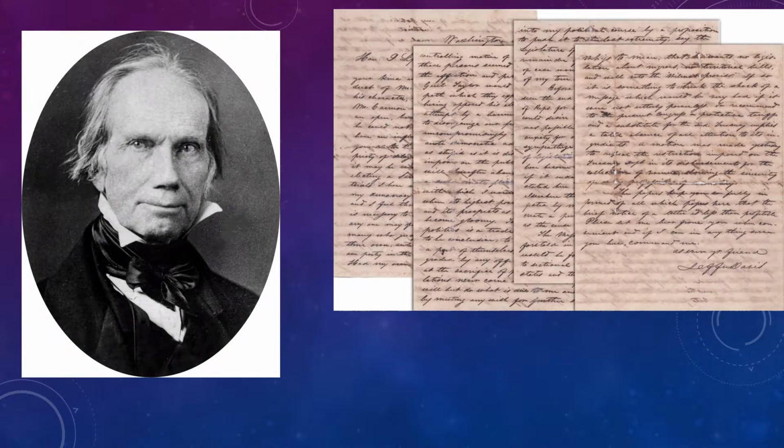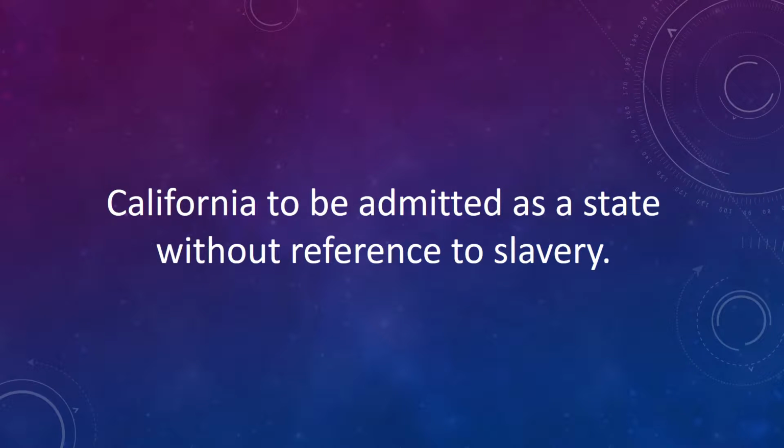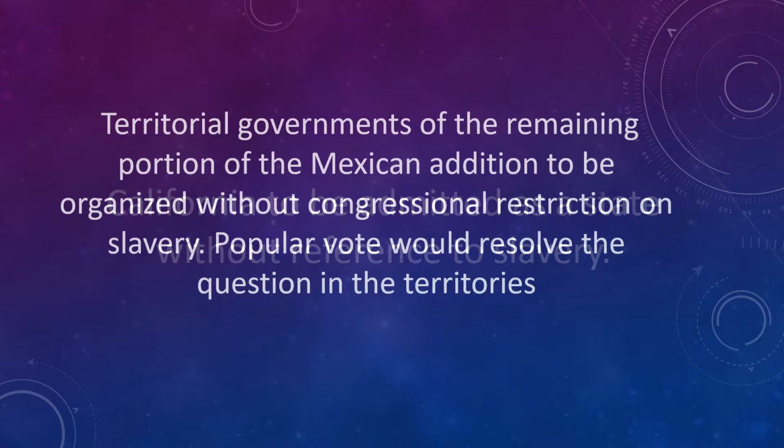Henry Clay introduced the Compromise on January 29, 1850. The Compromise consisted of 6 separate bills that called for: 1. California to be admitted as a state without reference to slavery. 2. Territorial governments of the remaining portion of the Mexican addition to be organized without congressional restriction on slavery. Popular vote will resolve the question in the territory.